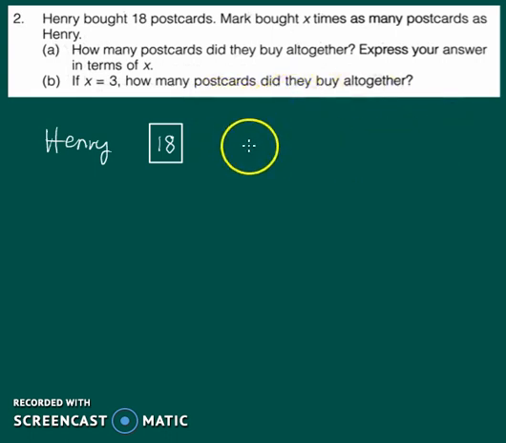Now we're told that Mark bought X times as many postcards as Henry. So we know that the number of postcards that Mark bought is a multiple of the number of postcards that Henry bought. So he bought some number of these bundles, each of which contains 18 postcards. But we don't know how many.